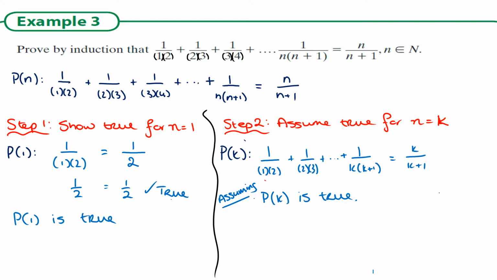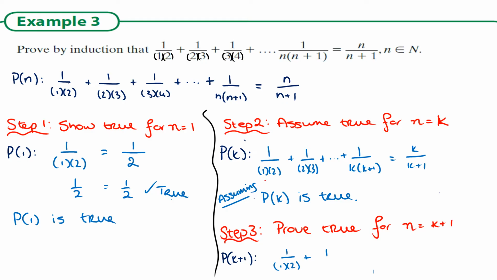So then the next step, I'm going to try to fit a little bit here before I clear the page. So step 3, we're going to prove it is true for n equals k plus 1. So what that means for us is we're going to have 1 over 1 times 2 plus 1 over 2 times 3 plus and so on, up to 1 over k plus 1 times k plus 1 plus 1. And that should all equal k plus 1 all over k plus 1 plus 1.